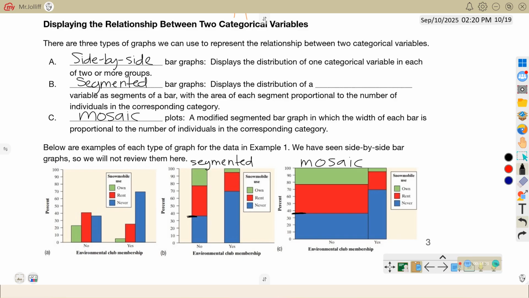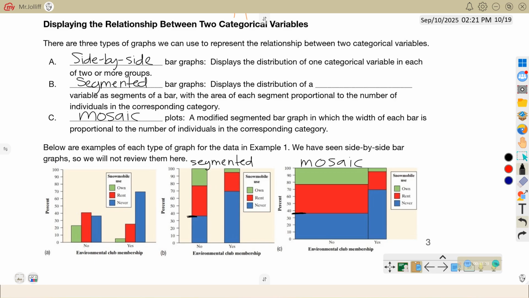This side-by-side bar graph, Excel and Google Sheets can do really quickly and does really well. The segmented, most spreadsheet programs are pretty good at. You get to mosaics, yeah. On the AP exam, you can expect you may, on an FRQ, be asked to sketch a quick side-by-side, just like we did for the warm-up today. Not likely, but possible that you might be asked to do a segmented. It is very, very unlikely that they would ask you to do a mosaic.